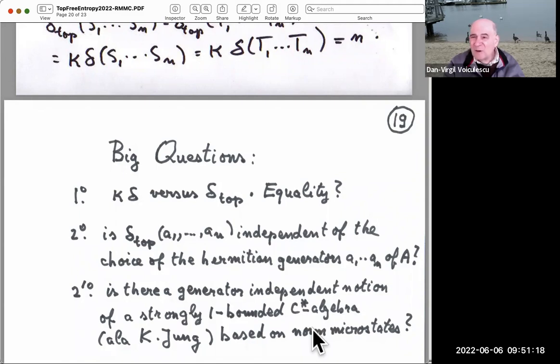And of course, what one dreams of, with usual free entropy, is that the free entropy dimension should be generator independent. You take an n-tuple in a von Neumann algebra that generates the von Neumann algebra, and you'd like the free entropy dimension to be an invariant of the von Neumann algebra, not depending on the generators. So, same question for C-star algebras. If I have a choice of Hermitian generators, is it generator independent? Open question. There are small partial results.